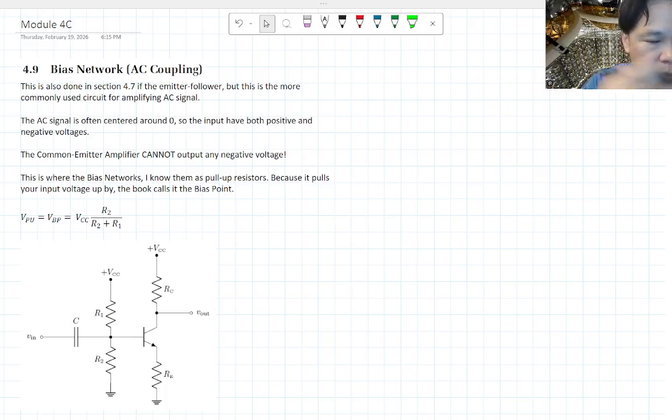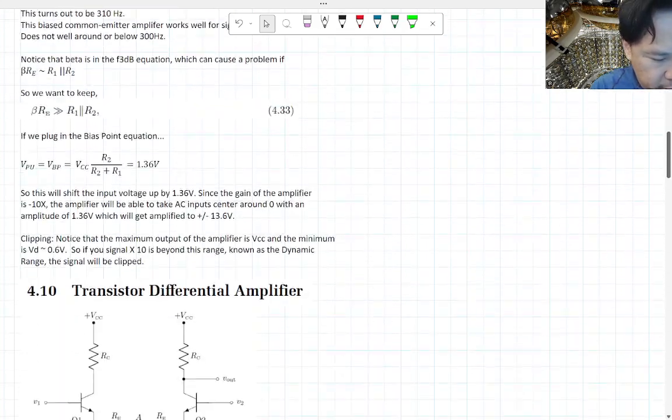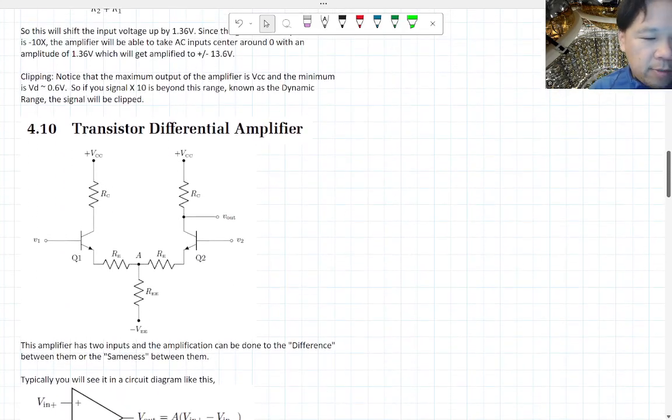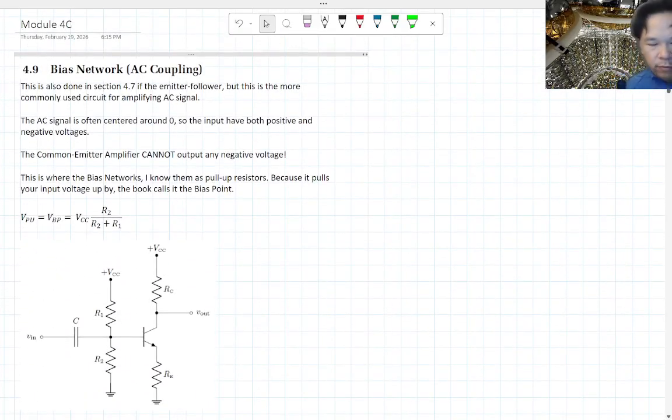And we'll also talk about the Ebers-Moll model. Oh no, we also talk about the differential amplifier before that. And I think that's all we will have time to cover in this class at least.